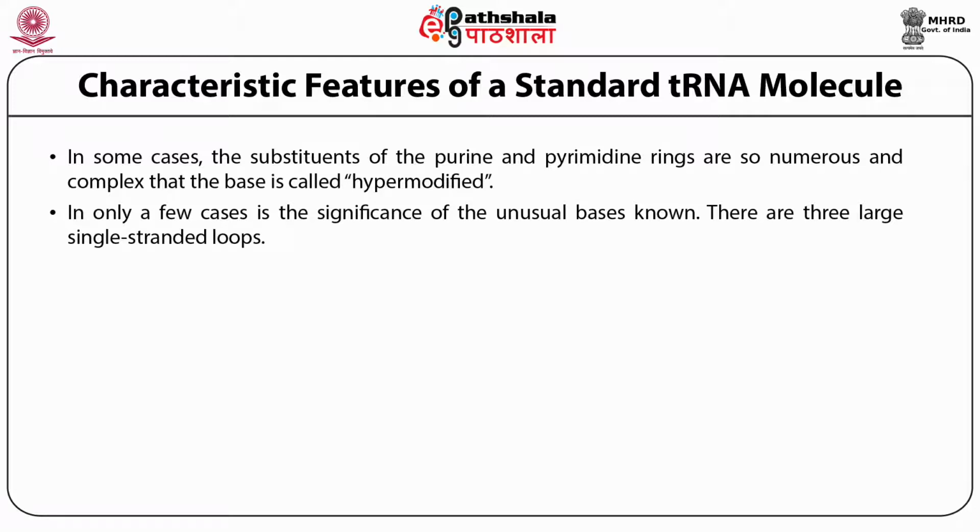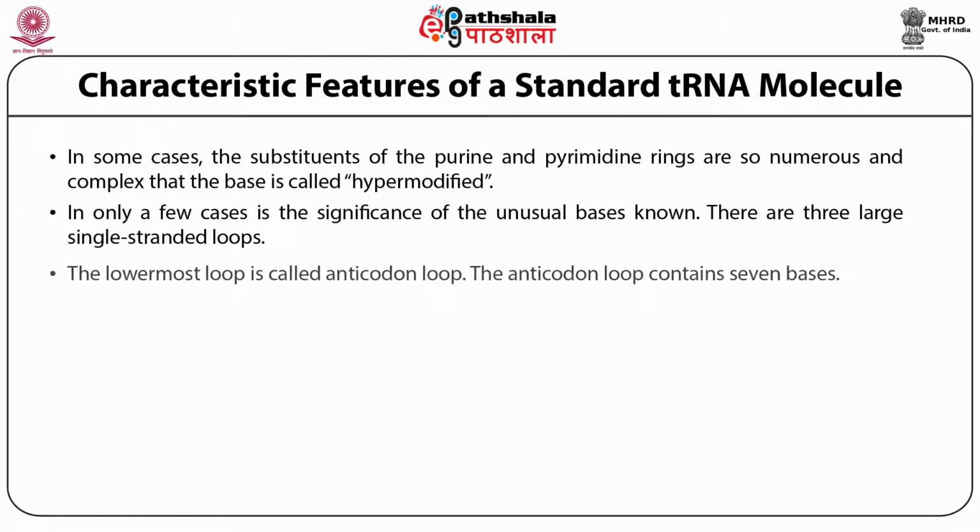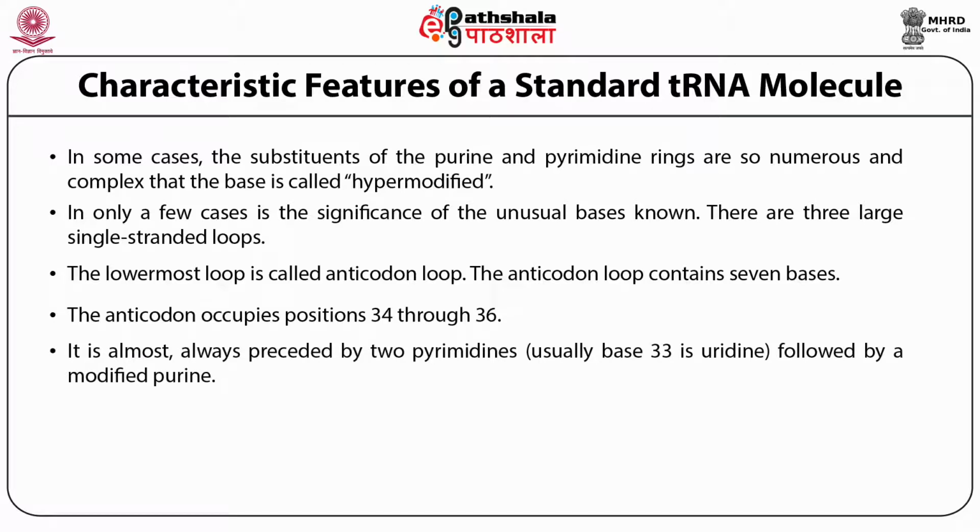There are 3 large single-stranded loops. Again, you can go and look at the figure. The lowermost loop is called the anticodon loop. It is already mentioned and marked in the figure. The anticodon loop contains 7 bases. The anticodon occupies positions 34 to 36. It is almost always preceded by 2 pyrimidines.